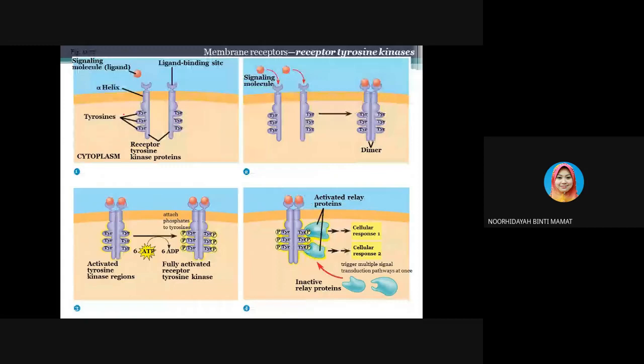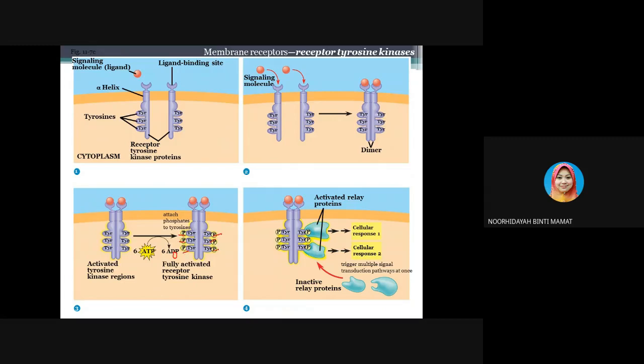So this is the tyrosine. This is the receptor tyrosine kinase protein. This is the alpha helix receptor, this is the ligand binding site, and this is the ligand molecule. Once the signal molecule binds to the receptor tyrosine kinase protein, it becomes a dimer. The dimer will activate the tyrosine kinase region, so it will attach ATP, and it will attach the phosphate to the tyrosine.